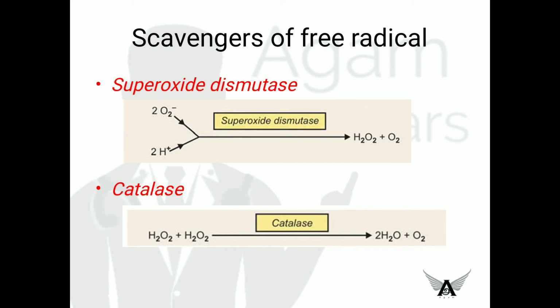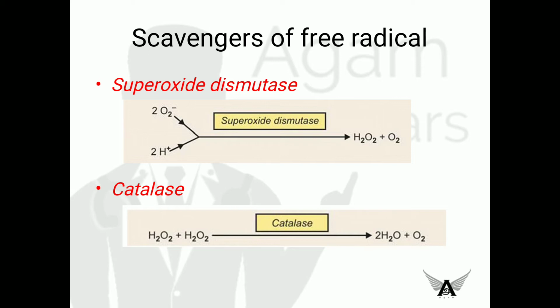So whenever these free radicals are produced, they have to be converted into another non-toxic product. Otherwise, they cause lethal damage to the tissues. Okay, there are some mechanisms which convert these toxic free radicals into some other less toxic or non-damaging products. That product doesn't cause any damage to our body.